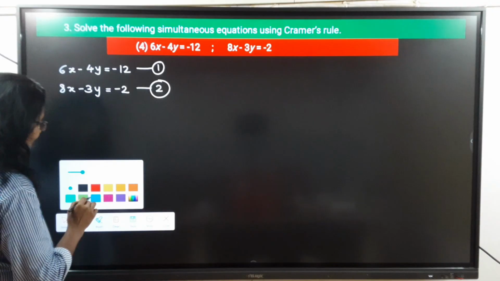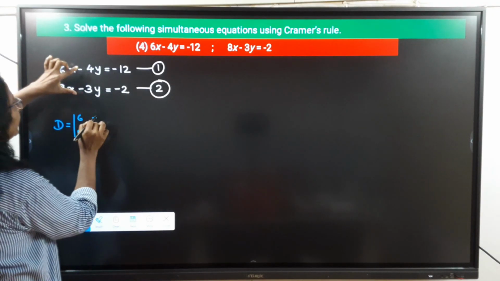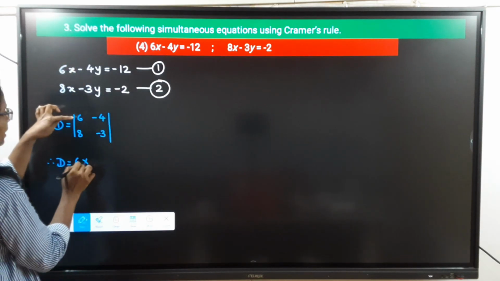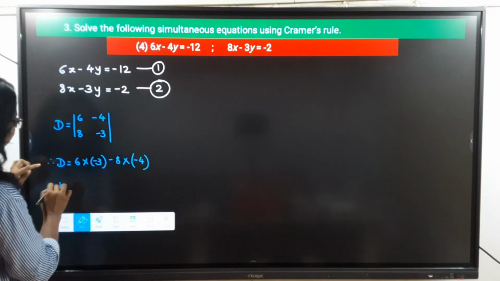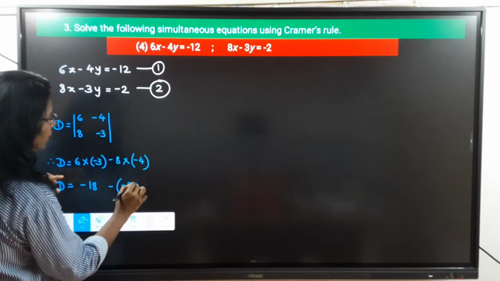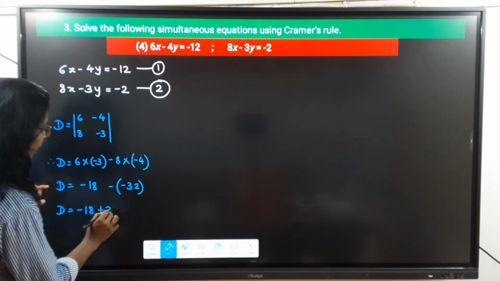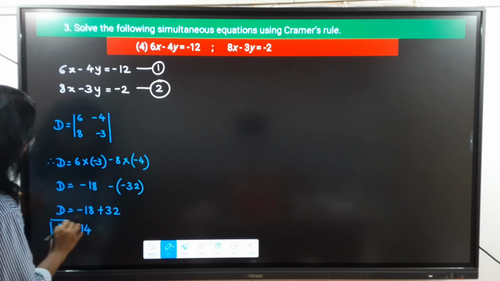Then the arrangement of D here, students. D = 6, 8, -4, -3. Therefore D = 6 × (-3) - 8 × (-4). Therefore D = -18 - (-32), so D = -18 + 32. Therefore D = 14.